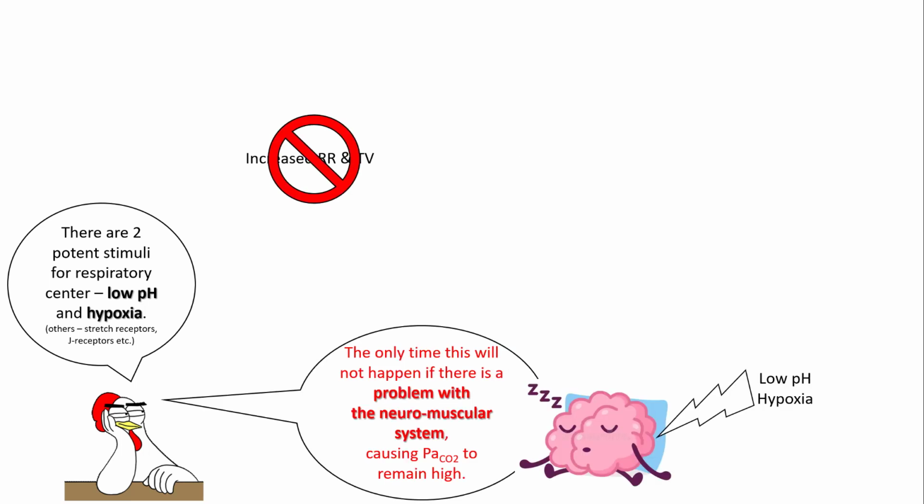If there is a problem with your neuromuscular system, despite being stimulated by low pH and hypoxia, there will be no increase in rate and tidal volume. In fact, these will be lower so as to retain the CO2 and cause respiratory acidosis.